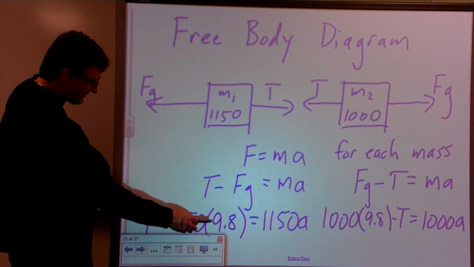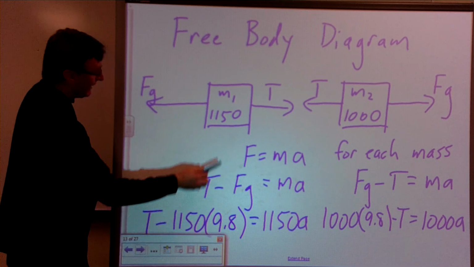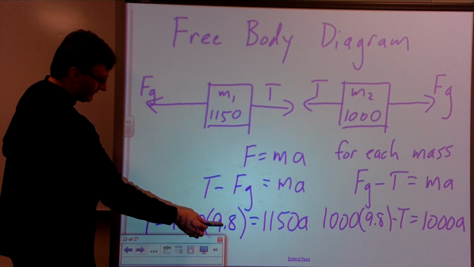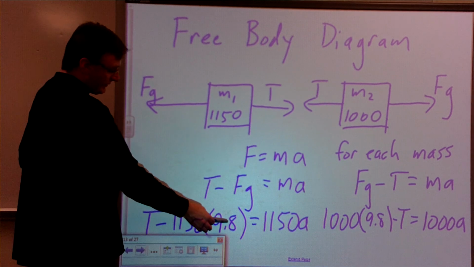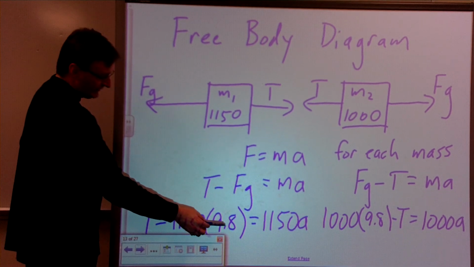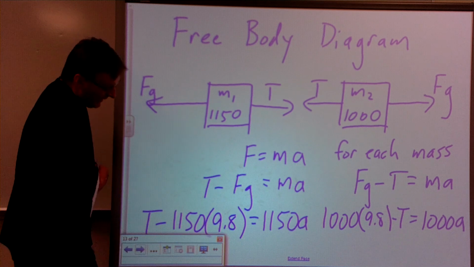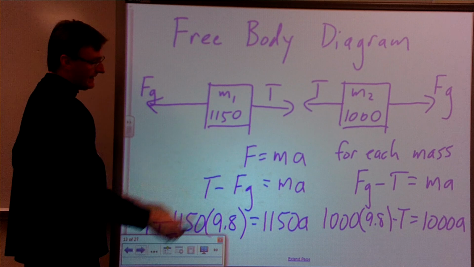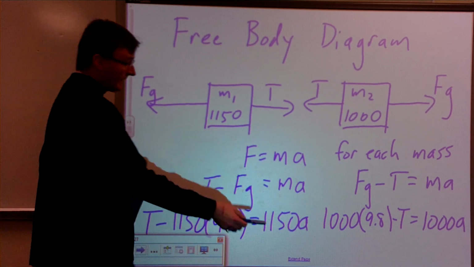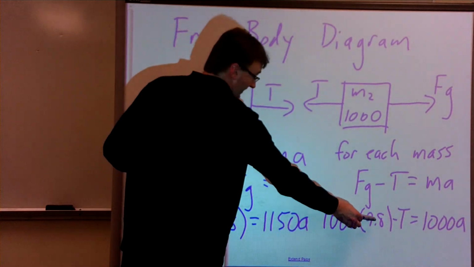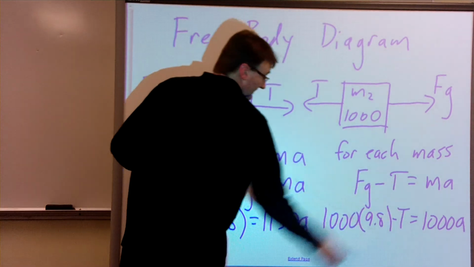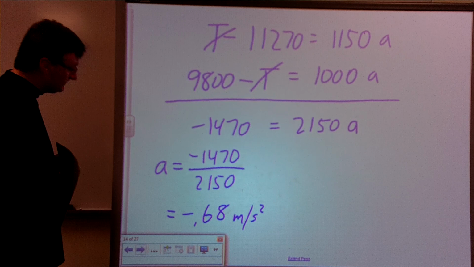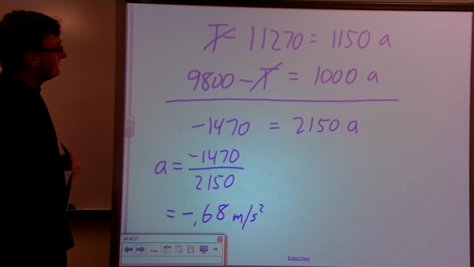All right, so we'll put the numbers in here. We have T minus 1,150, which is the mass of this, times the gravitational acceleration, which is 9.8 meters per second squared, equals 1,150a. So that's our equation for this mass, and then the equation for the other mass is simply 1,000 times 9.8 minus T equals 1,000a. So let's put those two equations together.